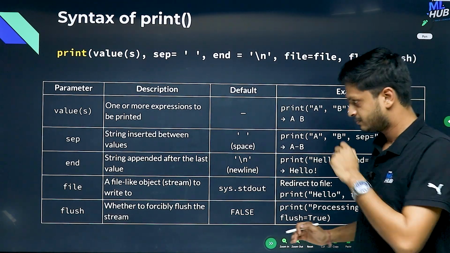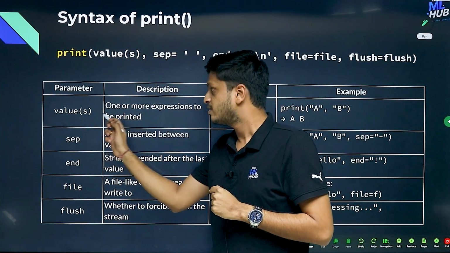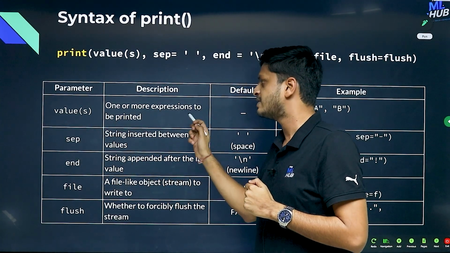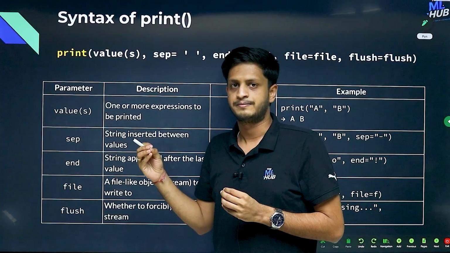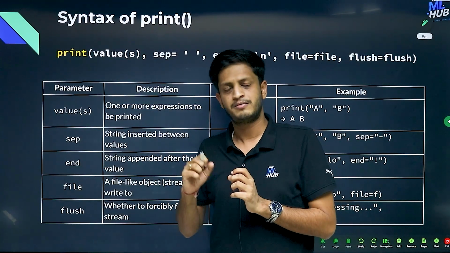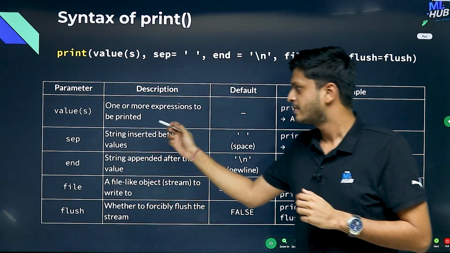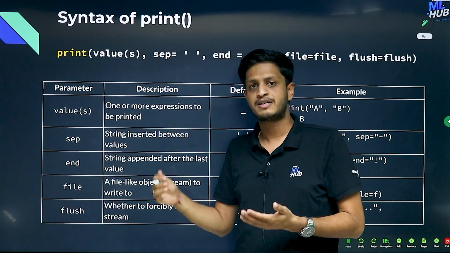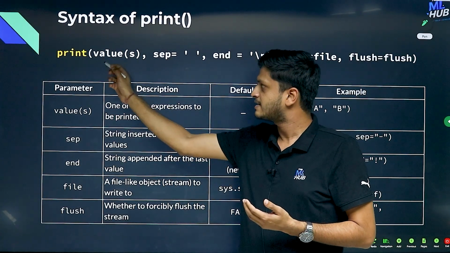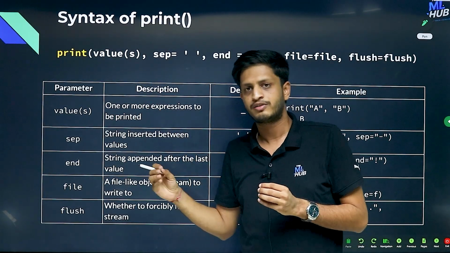So what are values? Values are one or more expressions that you want to print on the screen. We will see with examples in detail how these work. So if you want to print one or more expressions, you can just pass them inside the print command and it will print all of them.